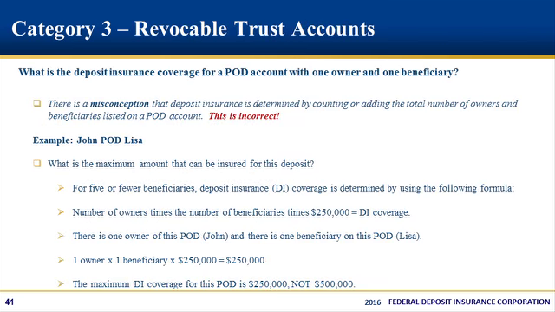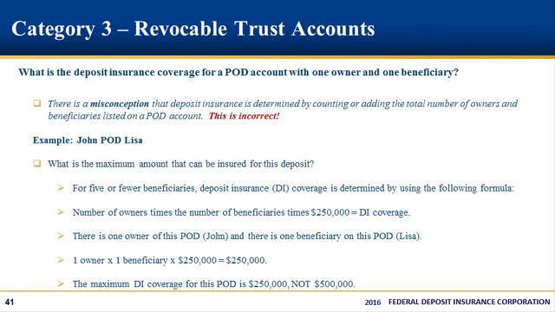For the next 2 slides, we want to discuss one of the most common misconceptions that we encounter, and it concerns the question of how to calculate coverage for revocable trust accounts. We will begin with the scenario of one owner of a payable in death account and 1 beneficiary. There is a misconception that deposit insurance coverage is calculated by adding the number of owners and the number of beneficiaries on a payable in death account.